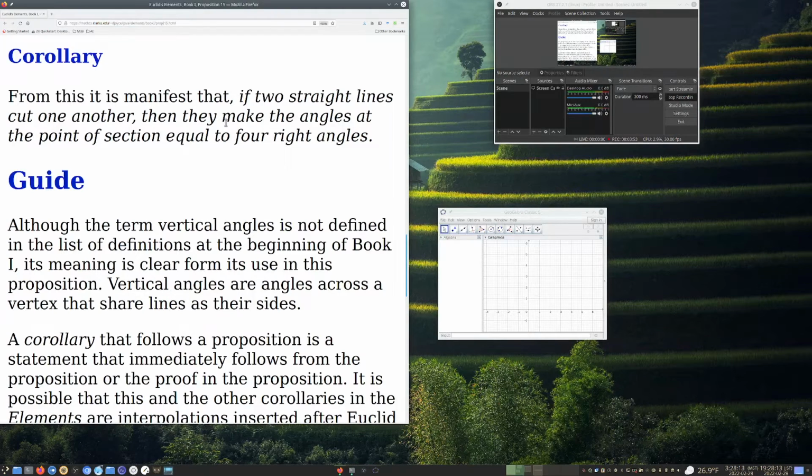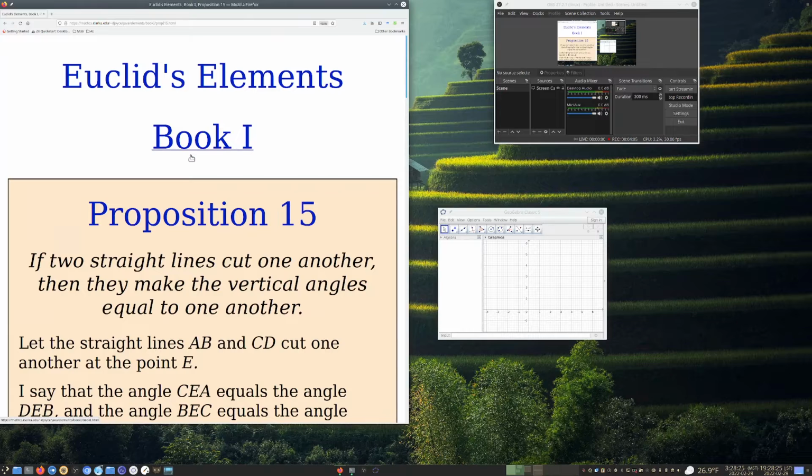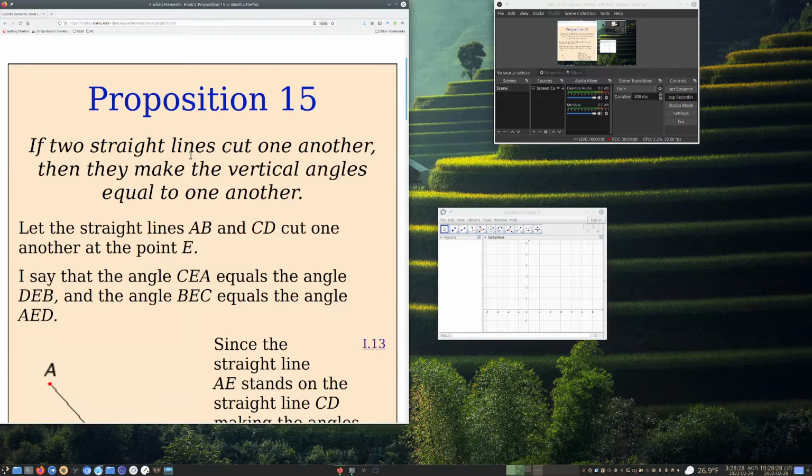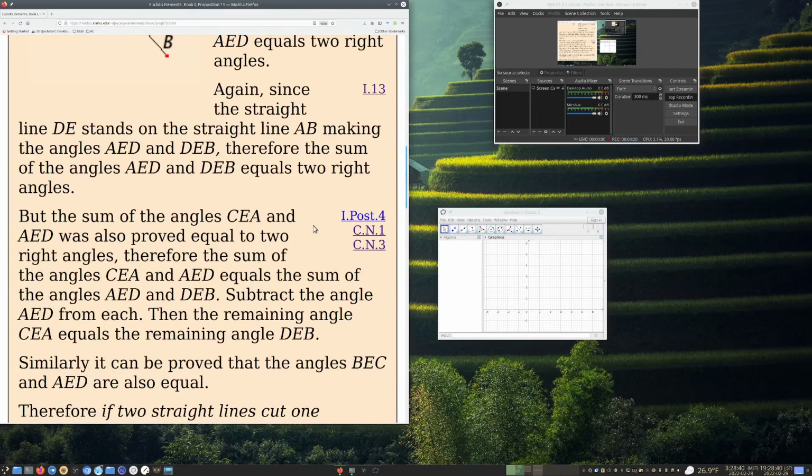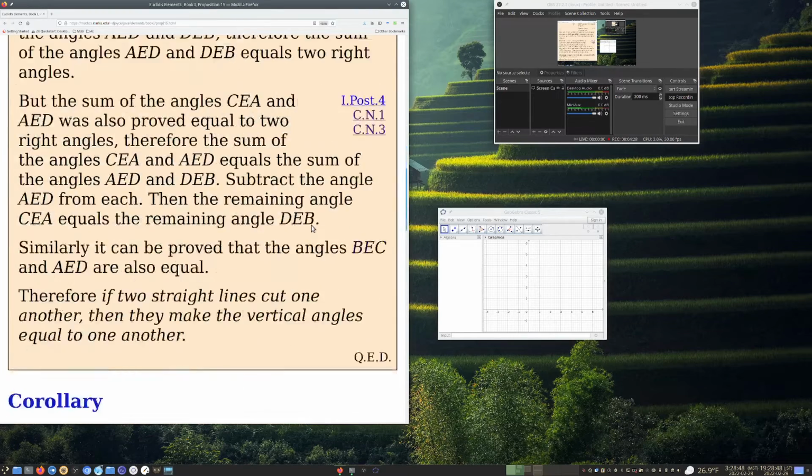Although the term vertical angles is not defined in the list of definitions at the beginning of Book 1, its meaning is clear from its use in this proposition. Vertical angles are angles across a vertex that share lines as their sides. We're reading something that was originally written in Alexandrian Greek, I guess, and then translated through a game of telephone eventually into English, which is what we're reading right now. But anyway.